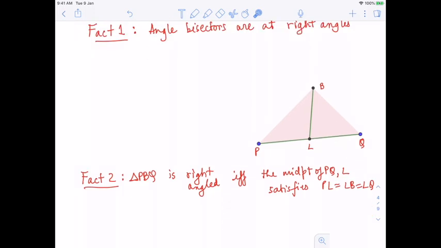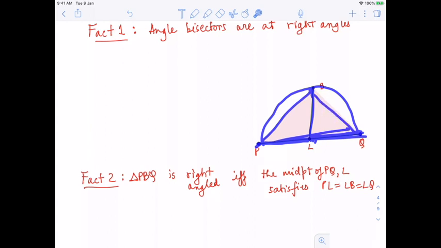This is actually a very easy statement to prove. All you need to know is the following fact. Let's prove the converse first. If PL is equal to BL is equal to LQ, why should triangle BPQ be right angled? Simple. If you keep a compass center at L and draw a circle with L as the center and LP as the radius, then since LP is equal to LB is equal to LQ, this circle will pass through P, B and Q. And since PQ will become the diameter, PBQ will be a right angle.